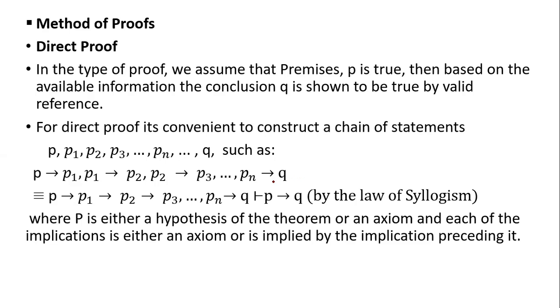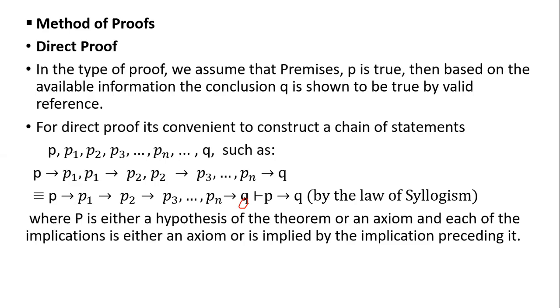So if you want to apply the law of syllogism, then you are going to have P implies P1, P1 implies P2, P2 implies P3, P3 implies up to Pn, therefore implies Q. So we can now also say that P implies Q, because Q now becomes the conclusion part. If it happens that way, by using the law of syllogism, then you can say that it is true or it is valid.